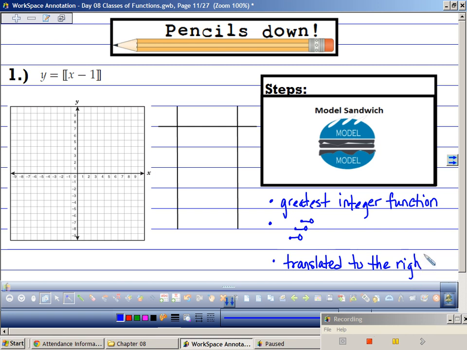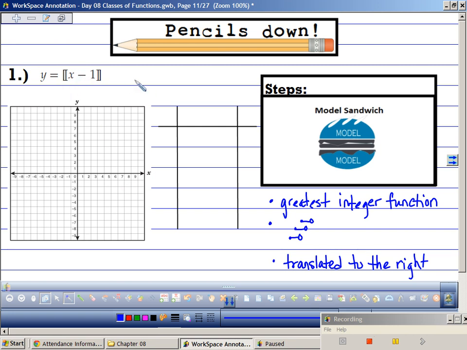Think about it. Think about the most basic form of this. Just like your vertex form is a times x minus h plus k. It's always the difference between x and a different number. So which way is it going to go? To the right or to the left? To the right.